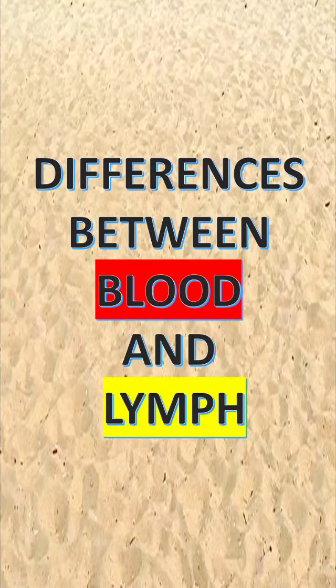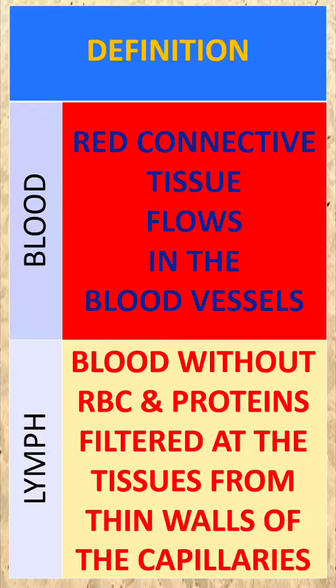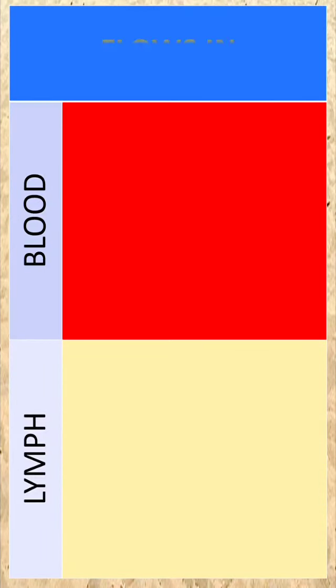Hello everyone. So in this video I am going to talk about the differences between the blood and the lymph. The very first thing is definition. The blood is red connective tissue which flows in the blood vessels, and the lymph is the blood without RBC and protein which is filtered from the thin walls of the capillaries.